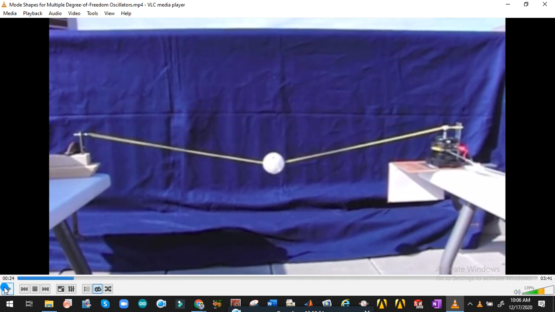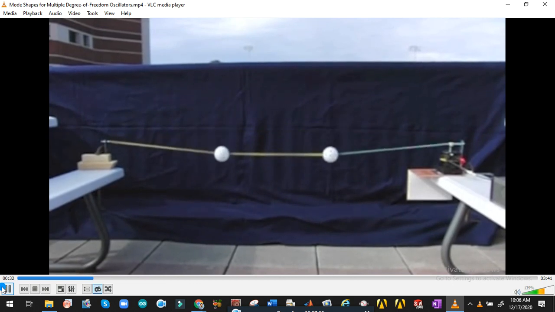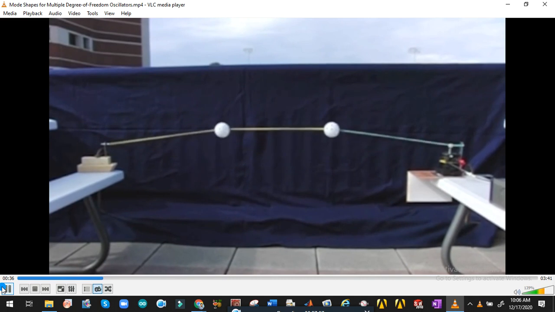Okay, so what is this? This is your first mode. A 2 degree of freedom mass spring system has two natural frequencies and two mode shapes. In the first mode shape, first frequency, the two masses move in the same direction at the same time.